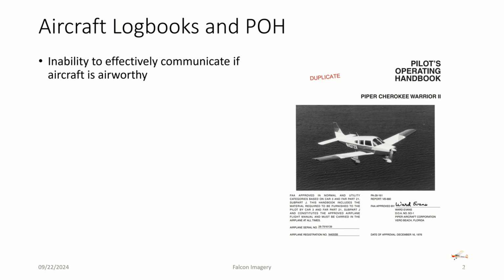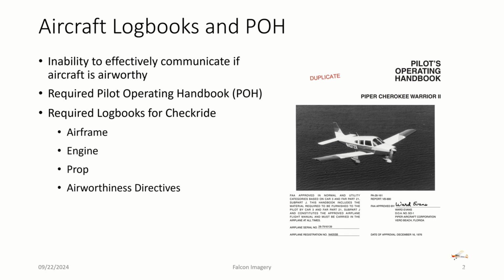One of the big areas where students stumble right from the get-go is their inability to effectively communicate if the aircraft that they want the DP to fly with them in is airworthy. First, you should have in your possession for the check ride the required pilot operating handbook from the aircraft. Second, you want to have the logbooks for the aircraft. You want to have the airframe, the engine, the prop logbooks, and any airworthiness directives.